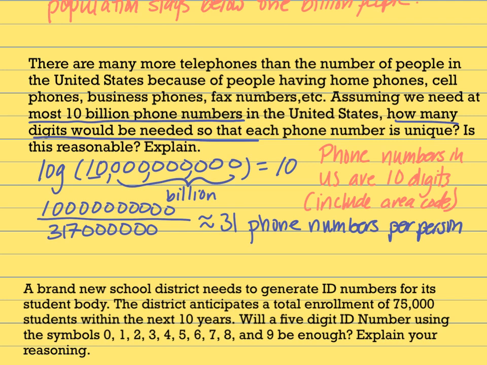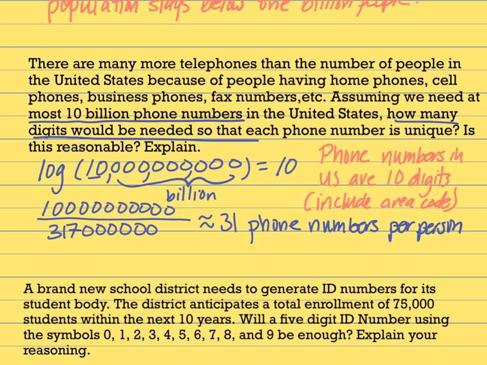So, for example, I personally only have one phone number. My daughter has one. My son has one phone number. My husband has one. We don't have a home phone. So none of us have more than one phone number. Some businesses have more than one phone number, and schools and other government institutions might have more than one phone number. But at 31 phone numbers per person, that's more than enough phone numbers so that everyone in the United States has a unique phone number, and they wouldn't need to add any more digits to phone numbers.